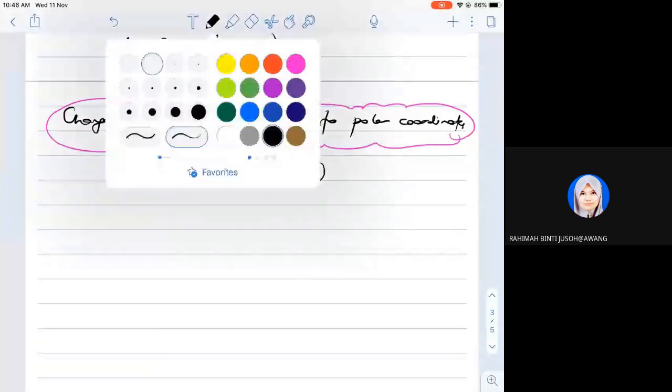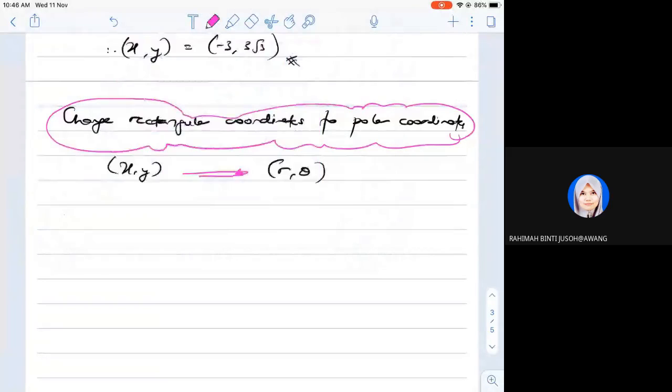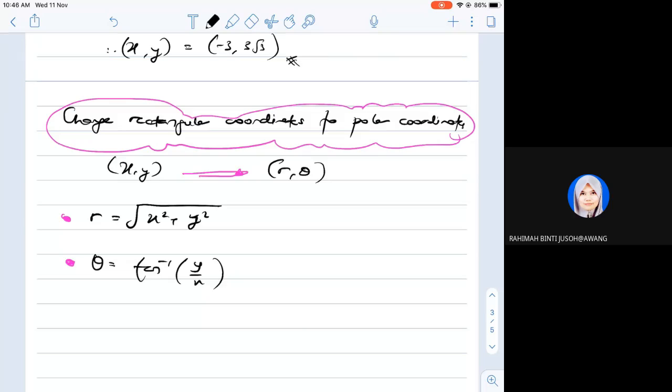Again, there are two formulas involved here. So number one, r equals, of course, the square root of x squared plus y squared. Okay, so that's the formula of r. And number two, the angle. Okay, we will have arctangent of y over x. Okay, so these are two formulas for us to change from rectangular to polar coordinates. Okay, but you have to be careful.